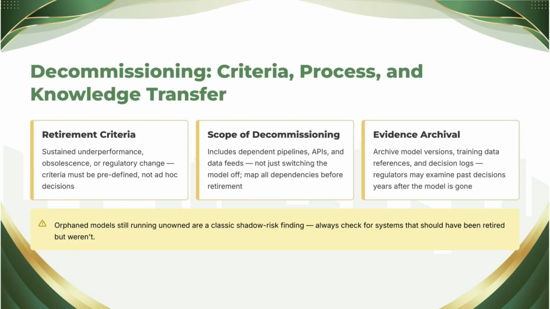Every life cycle ends, and today we talk about the stage almost everyone forgets: decommissioning. How does an AI model retire? It sounds administrative, but I promise you, ungoverned model retirement is a quiet risk factory, and the AAIA syllabus explicitly covers it. First question: when should a model retire?